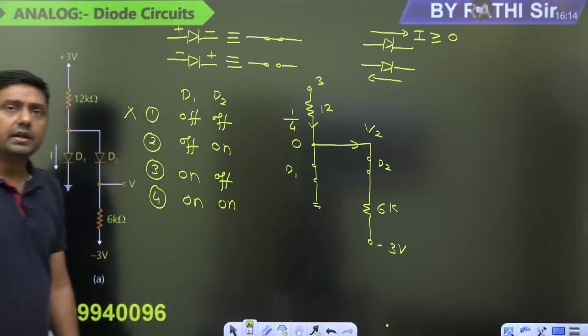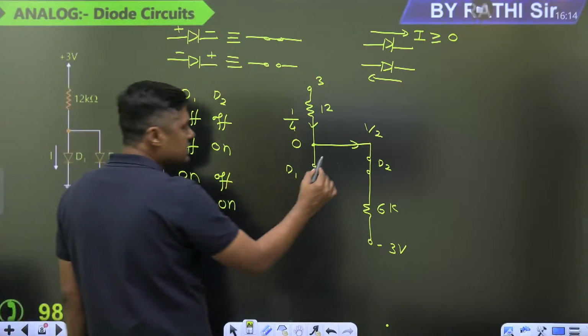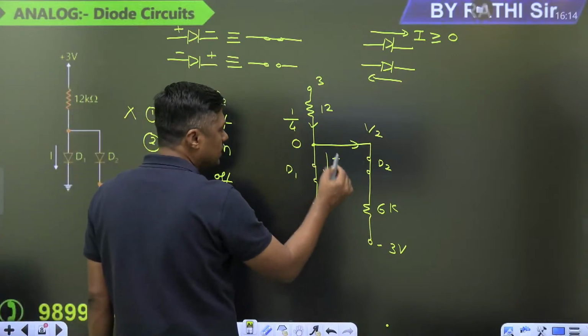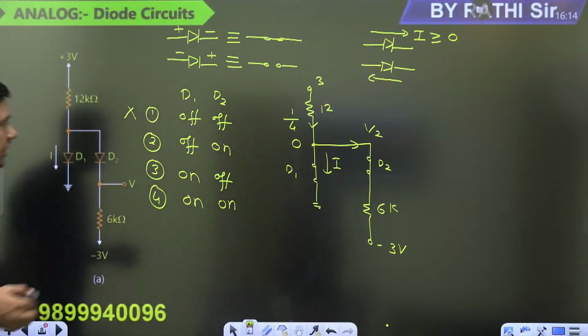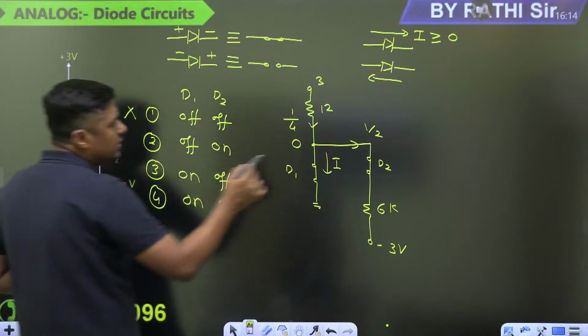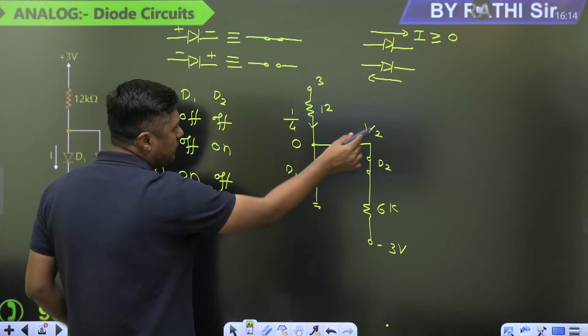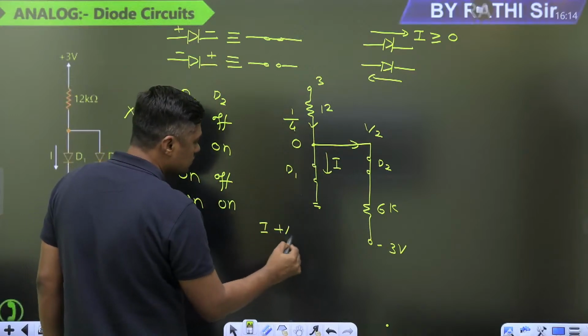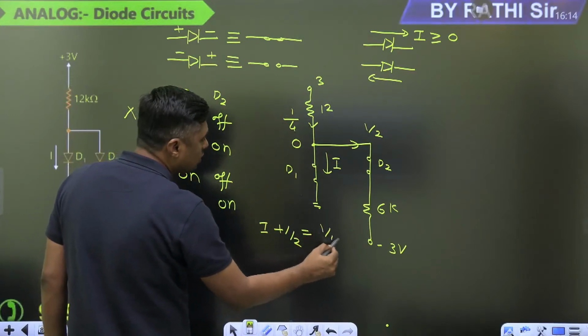1 by 2 current here. If this diode is on, what should be the current here? I, you have to calculate the I. So what are the incoming and outgoing currents? I plus 1 by 2 is equal to what? 1 by 4. This is the incoming current.